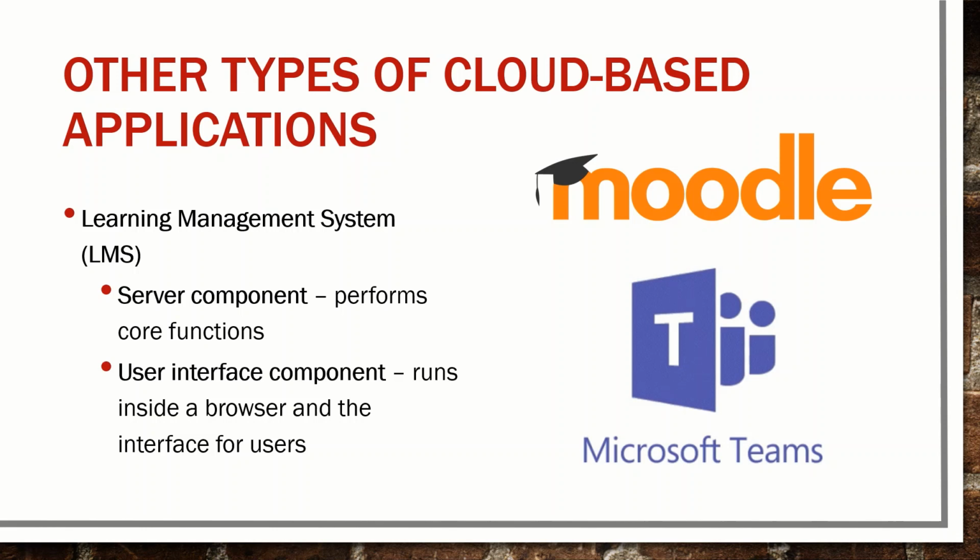The most common implementation of an LMS includes two parts. First is the server component. This is the part that performs the core functions, where you can create, manage, and deliver courses. You can keep track of users and their progress, and so on. And the other one is the user interface component. This is the part that runs inside the browser. It is the interface through which administrators, teachers, and students interact with the LMS. Think of Moodle. We are accessing it through a browser.